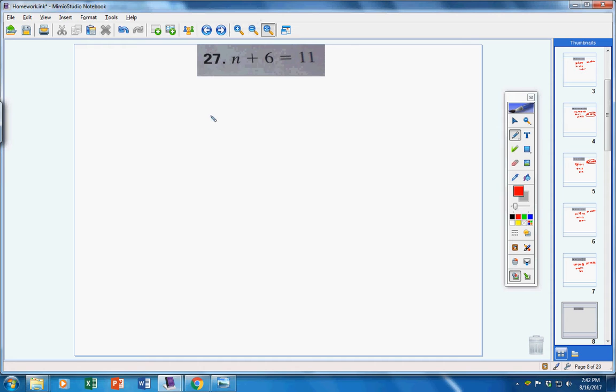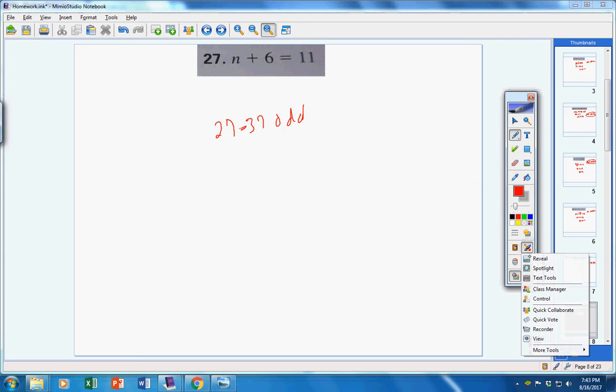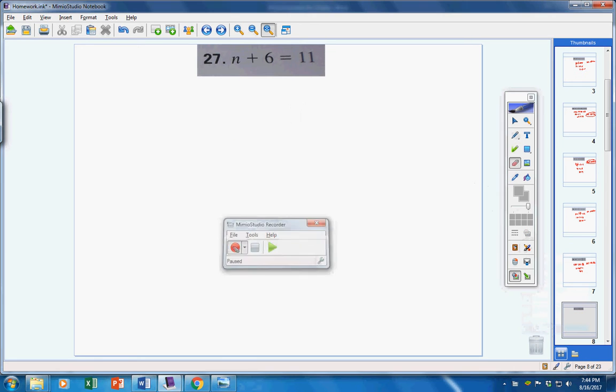Next section in your homework, numbers 27 through 37 odd. The directions say to solve the equation using mental math. Okay? Solve the equation using mental math. So here we go. 27.